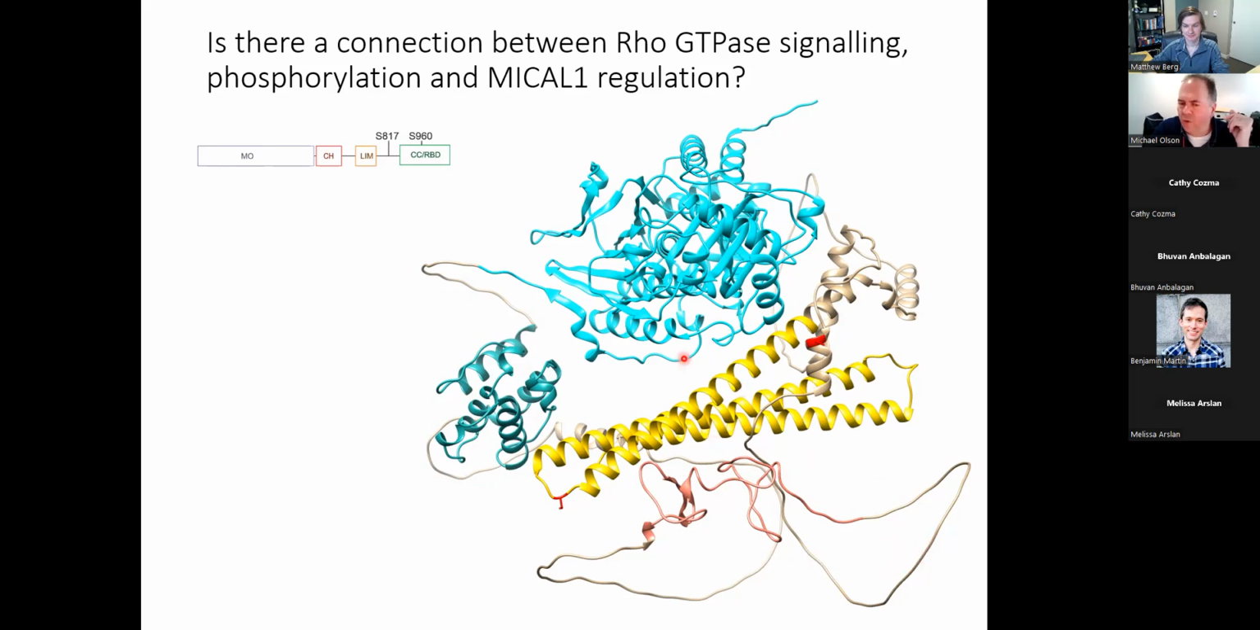And it's been shown before that these regions basically keep the protein in a closed conformation, and they have to be shifted to allow the monooxygenase domain to be activated. This can be done by Rab binding to the Rab binding domain. And what we're saying is that we think that the PAK binding and phosphorylation of this site similarly shifts these alpha helices to increase the MYO-1 activity.